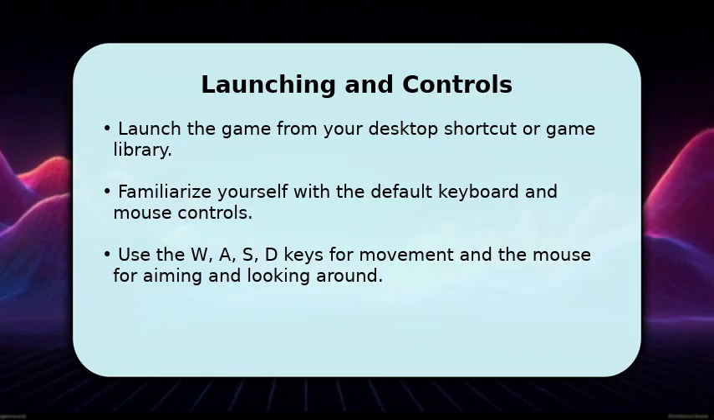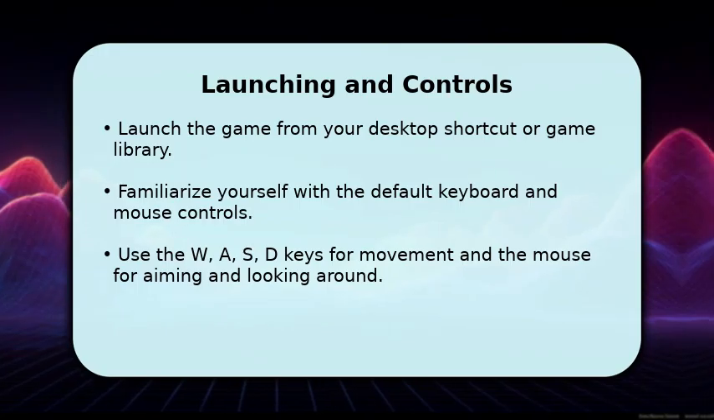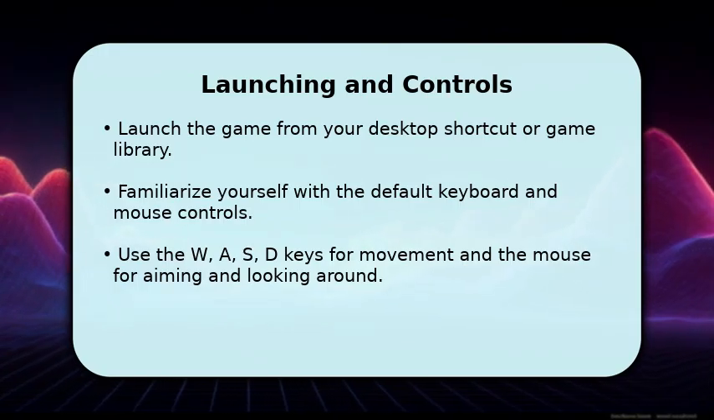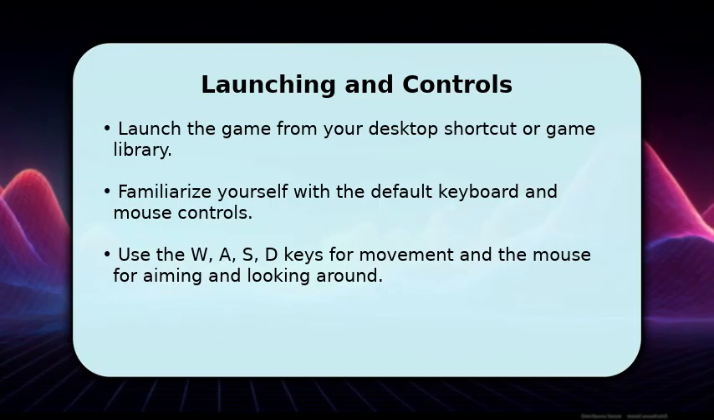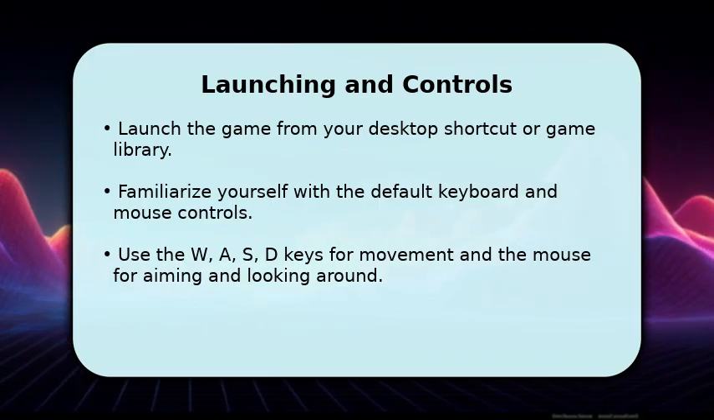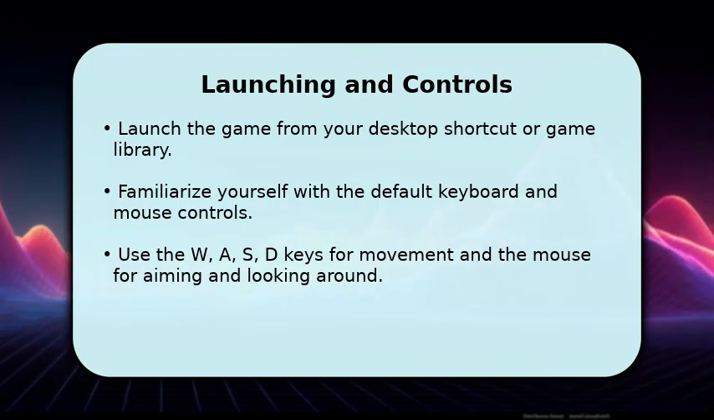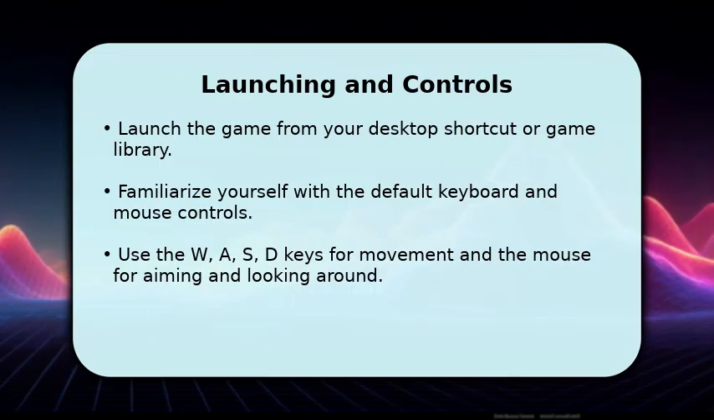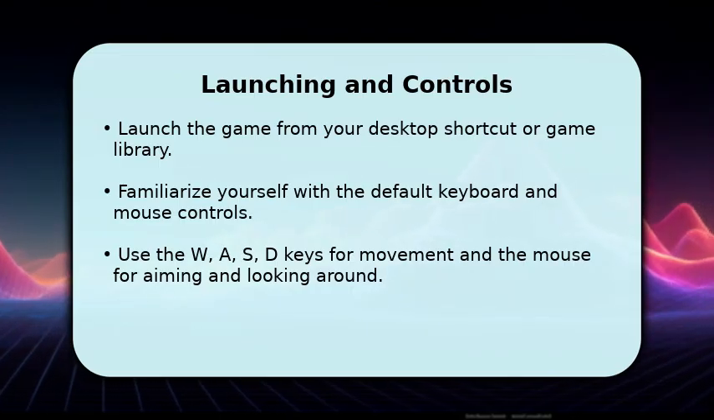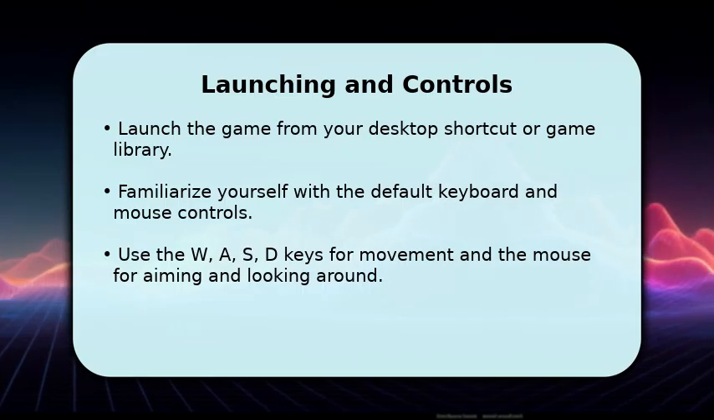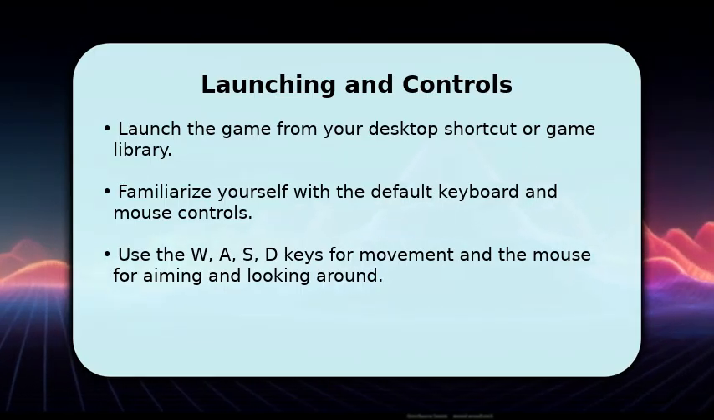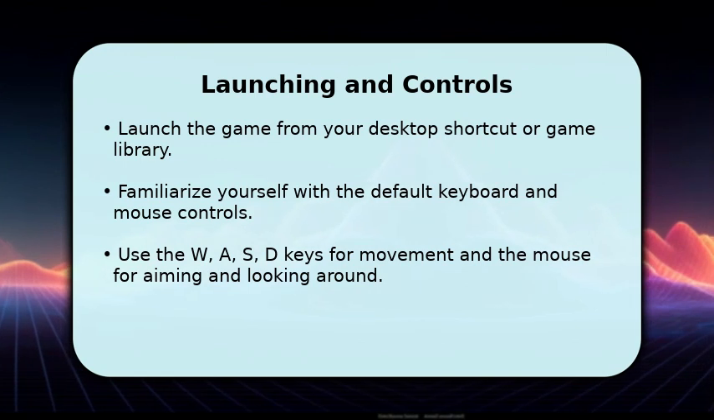Once in the game, take a moment to understand the basic controls. You'll primarily use the W, A, S, D keys for moving forward, left, backward, and right, respectively. The mouse controls your aiming and camera movement. Left-click to fire your weapon, and right-click often performs an alternate action or uses the gravity gun. Experiment with these fundamental inputs to get comfortable.